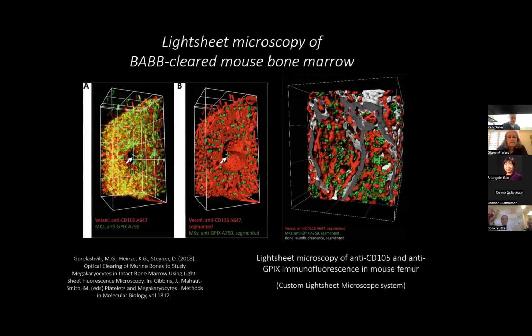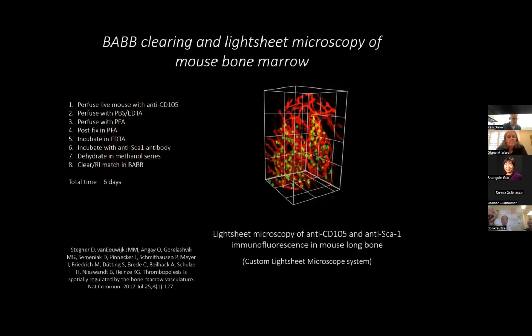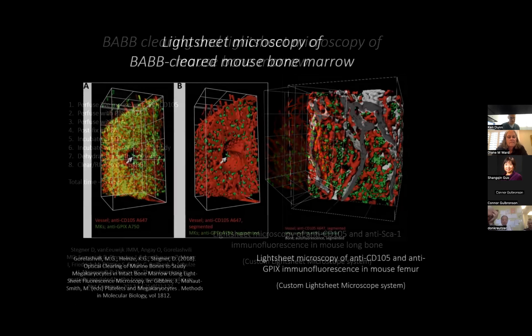Here's another example of this, a different lab, same kinds of techniques. And this one up here, what are we looking at? SCA1 apparently is stem cell antigen. So it's a marker of primitive hematopoietic stem cells.